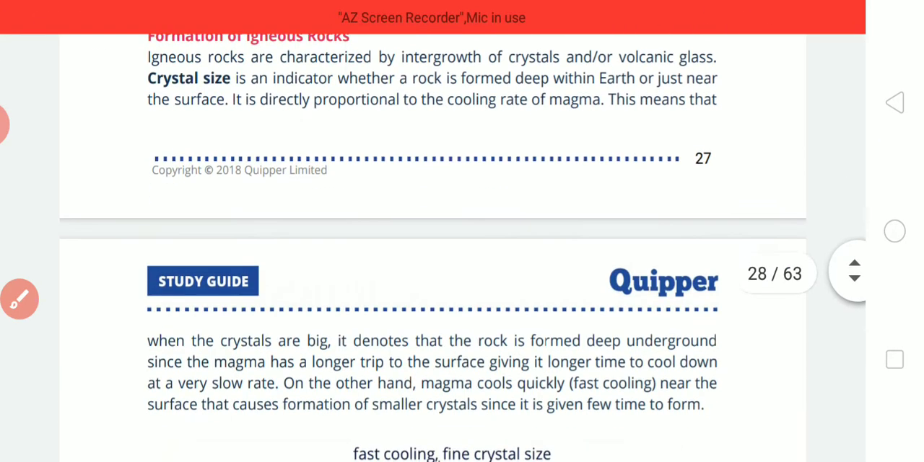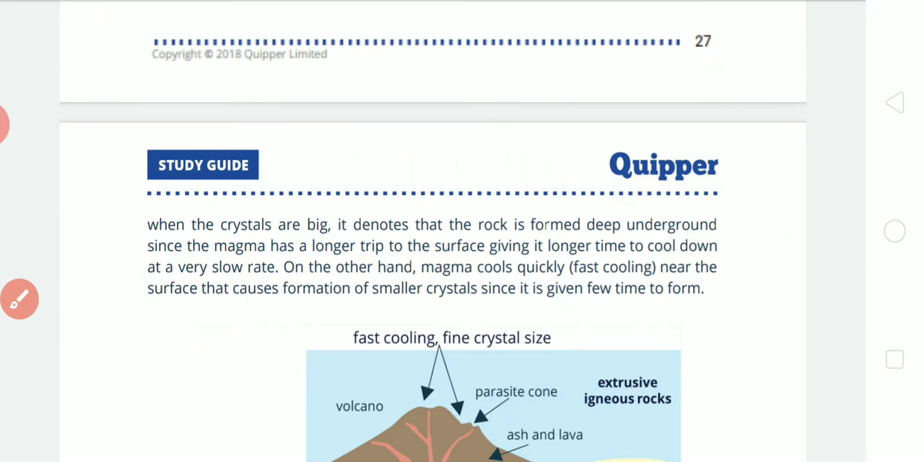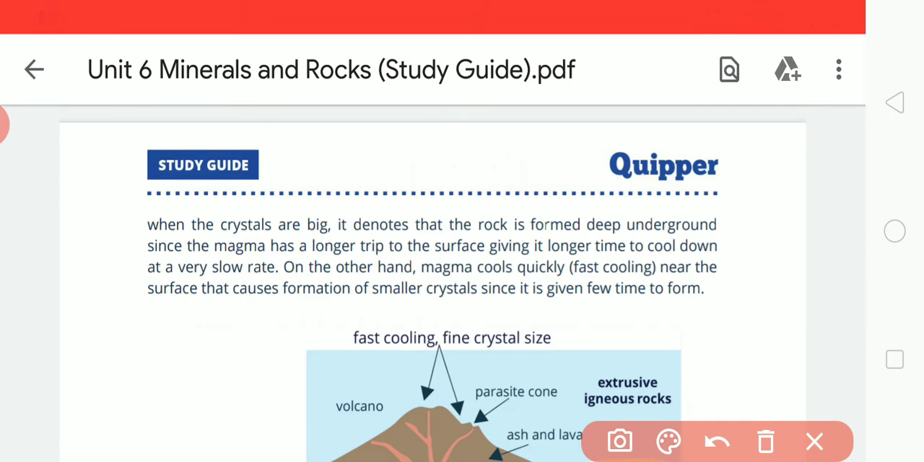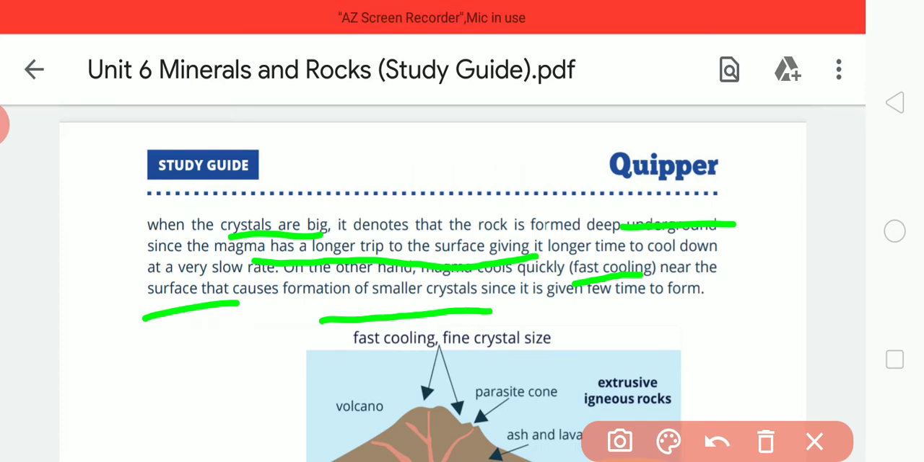So this means that when the crystals are big, it denotes that the rock is formed underground, since the magma has a longer trip to the surface, giving it longer time to cool down at a very slow rate. On the other hand, if magma cools quickly near the surface, that causes the formation of smaller crystals since it is given little time to form.